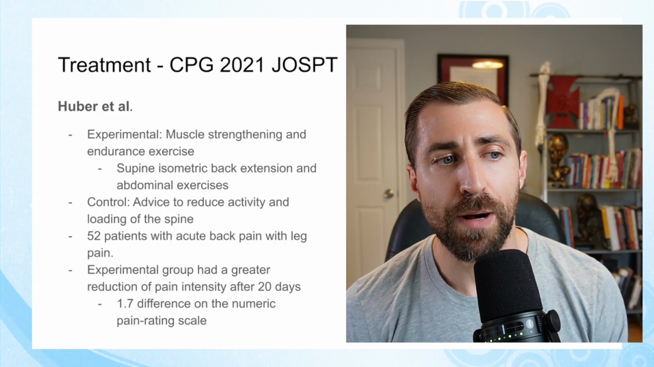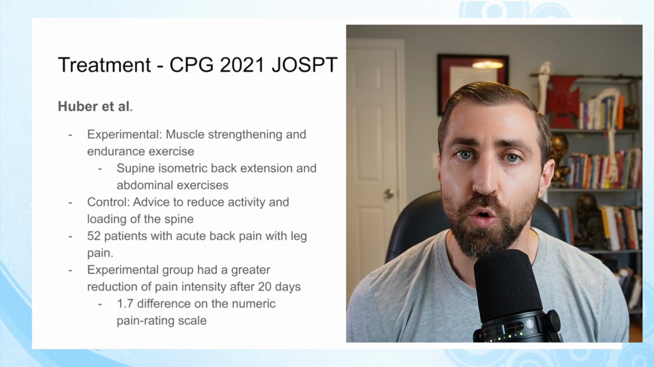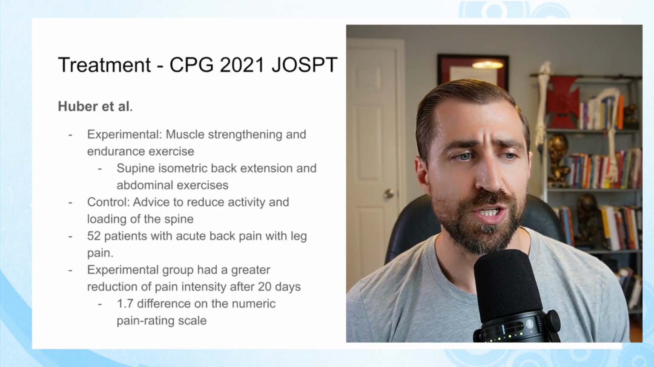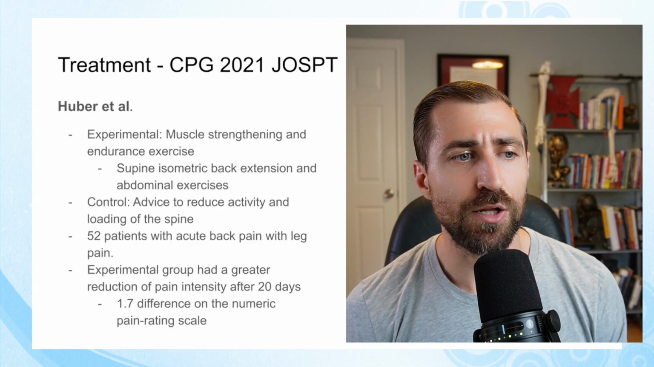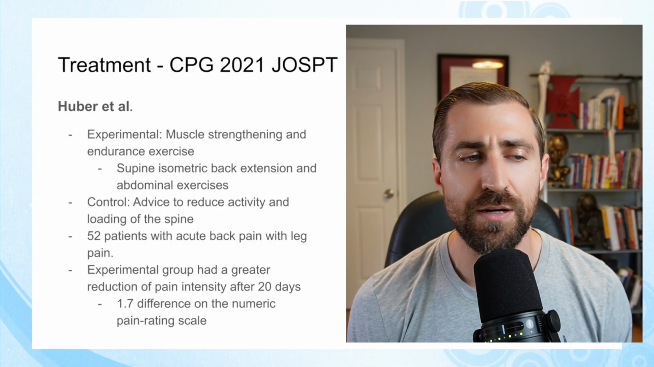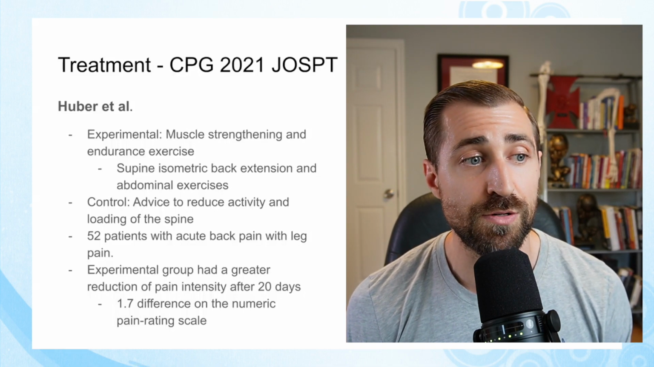Basically, they were doing supine isometric back extensions and abdominal exercises, kind of core strengthening generally. The control group was just given advice to reduce activity and loading of the spine. So basically, you have an exercise group that was given strengthening versus control that just says, hey, take it easy, don't load the spine too much, right?